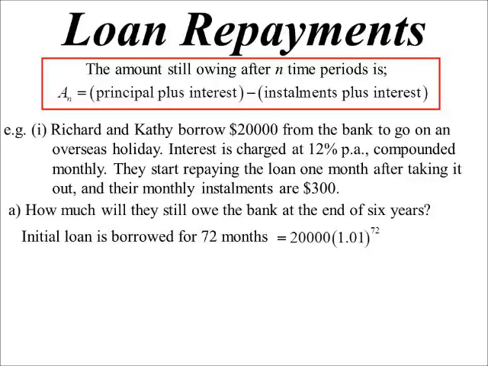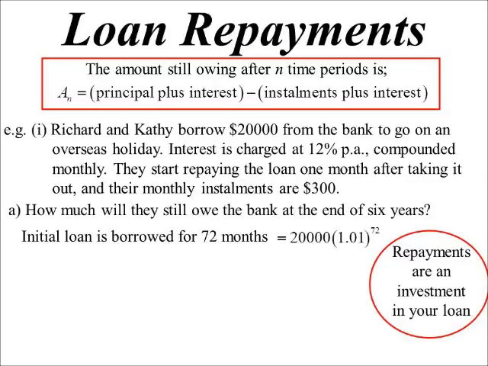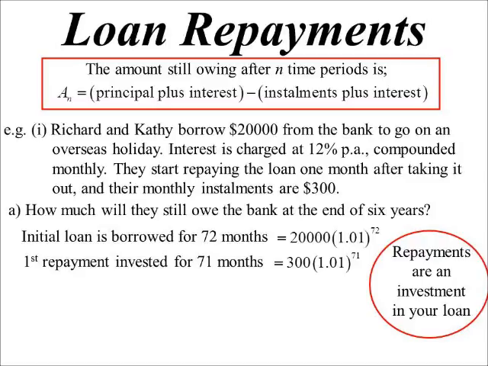Okay, so the repayments you've got to think of like an investment. It's like a reverse investment. It's like the bank borrowing off me. So my first repayment, because what we're saying is the contract is going to end, in this case, after 72 months we're interested in. So I'm going to give them some money, and they're going to have that money for 71 months. My first repayment. So that's why we apply the interest for 71.